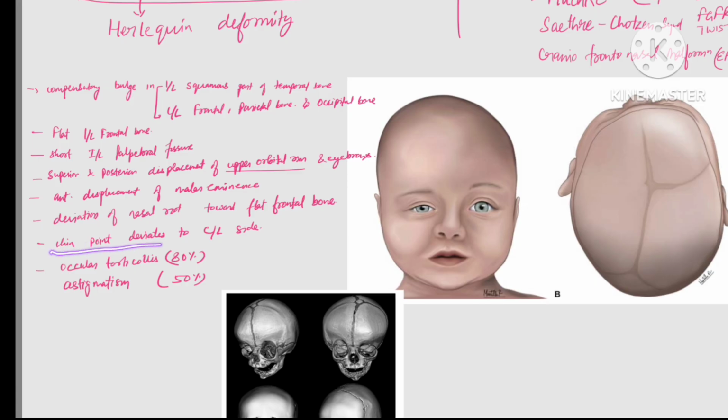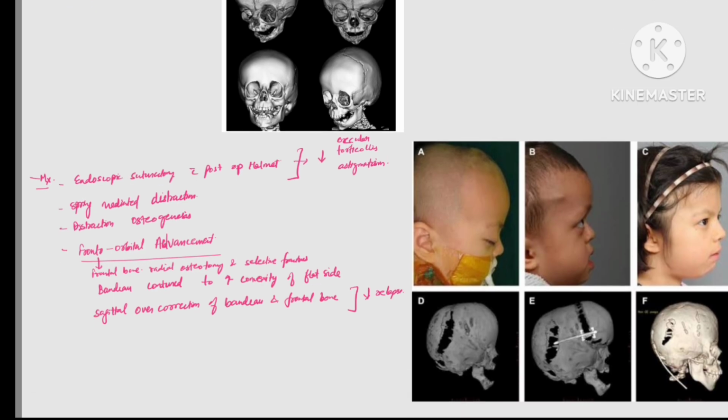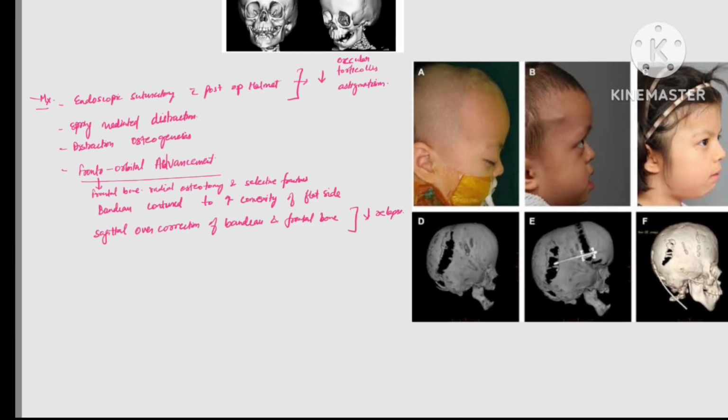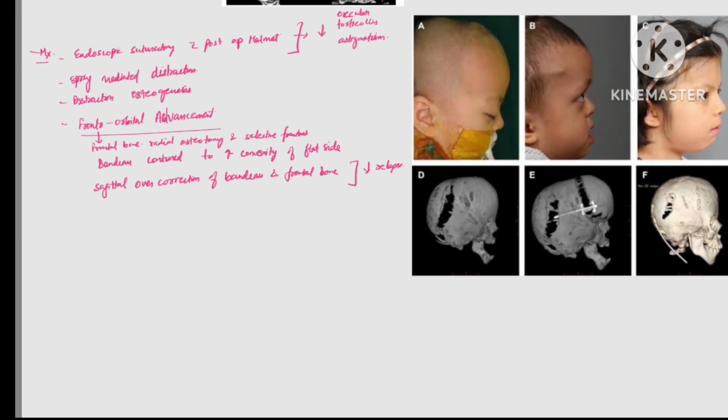There is chin point deviated to the contralateral side. In 80% of the cases, there is ocular torticollis, and in 50% of the cases, there is astigmatism. Coming to the management part, patient can be managed with endoscopic suturectomy with post-operative helmet. This procedure decreases ocular torticollis and astigmatism.